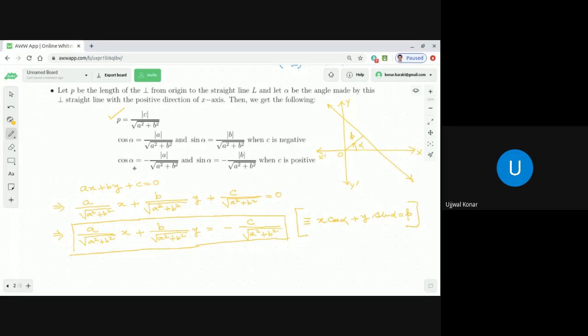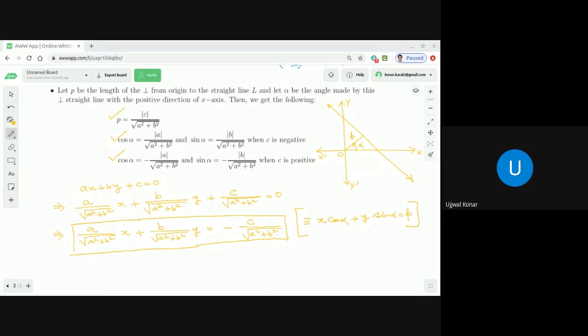Now if c is negative, then we get the value of cos alpha and sin alpha like this, and if c is positive, we get the value of cos alpha and sin alpha like this. Okay, so this is another attribute with respect to the normal form of the general form of the equation of the straight line. Now the last 2 points I would like to discuss with you.